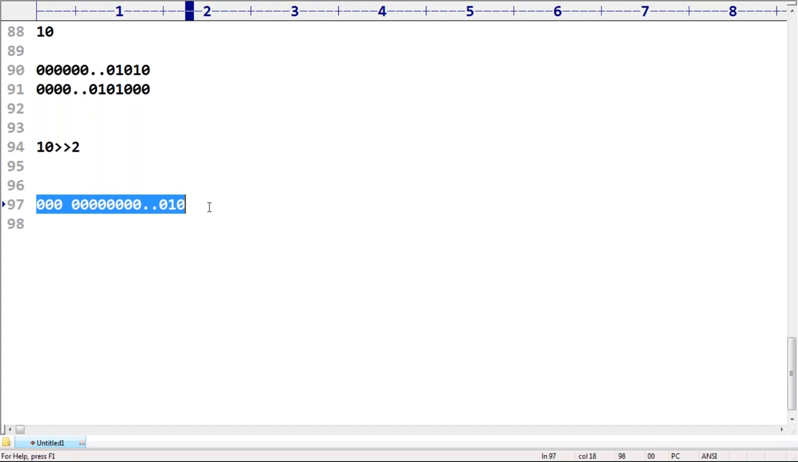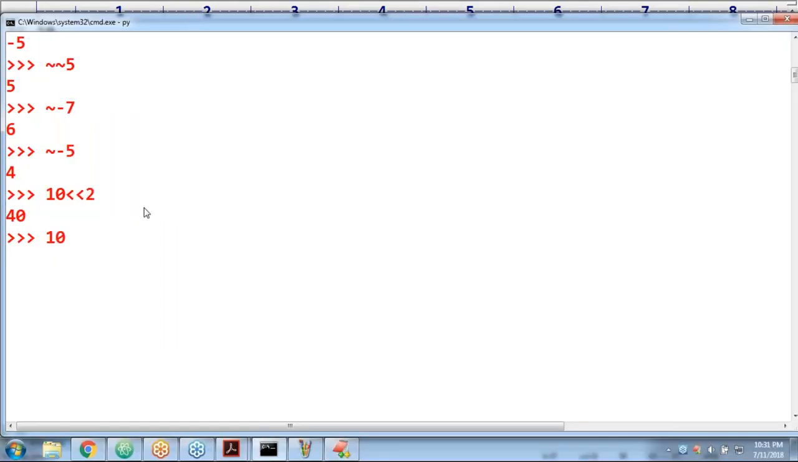0 0 0 0 0 and so on, 1 0. 0 means positive. Remaining bits represent the value directly. What about 1 0, sir? It is 2, like this, right? Now 10 right shift 2, sir. The output you are going to get is 2. Any doubt?